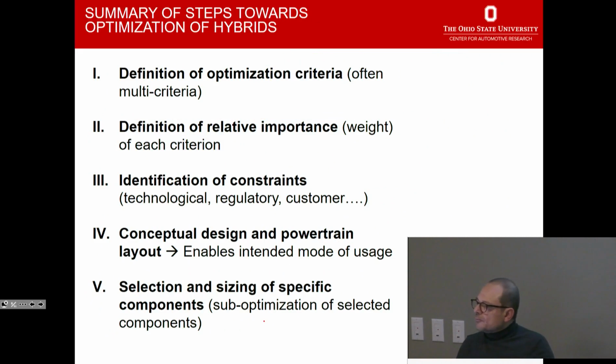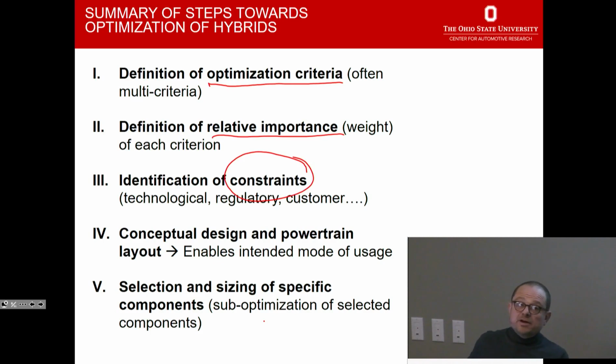So a summary of the steps that we're going to follow: define the optimization criteria, typically many. Define the relative importance if you're going to do a weighted sum of these criteria. Identify constraints. Some of these constraints, by the way, are really tough, like you have to meet emissions. How do you write that in an equation, in an optimization problem? Wow, that's really complicated, right?